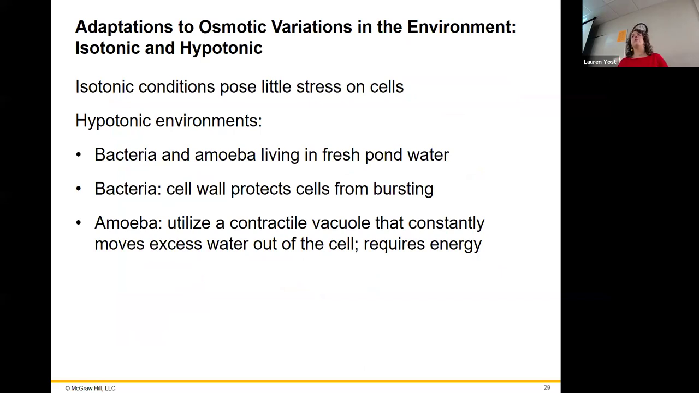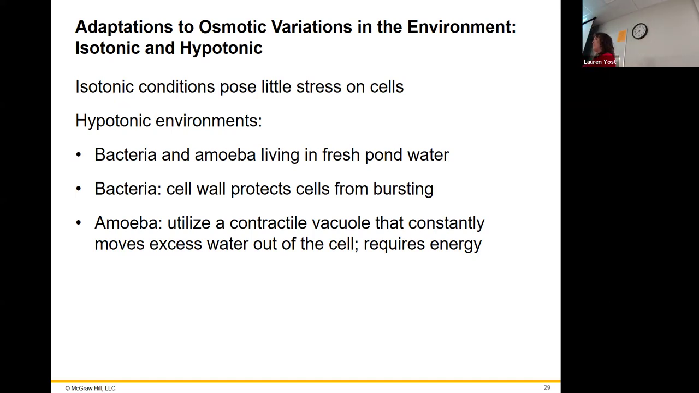They're better suited for the changes anyways. Because I don't know if you know this, but the outside of your skin is pretty salty. I don't know if you've ever licked somebody's skin, but it is a little saltier.